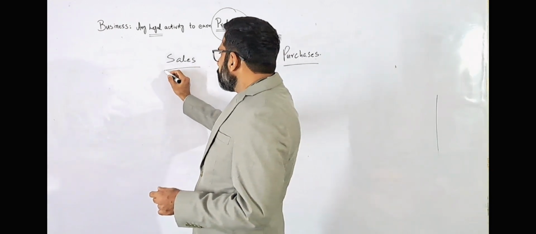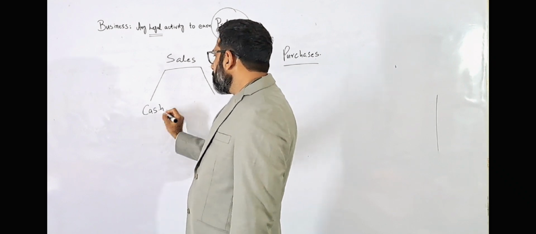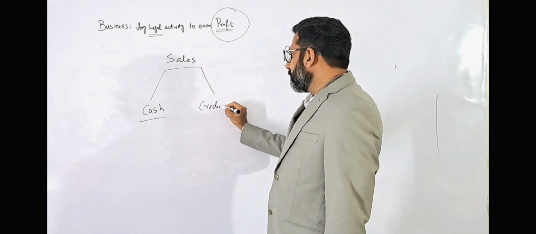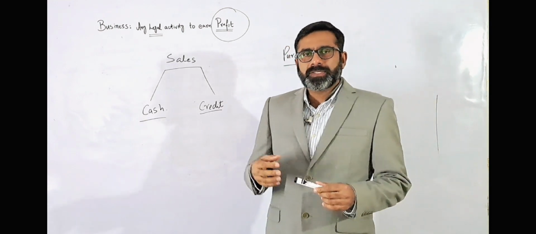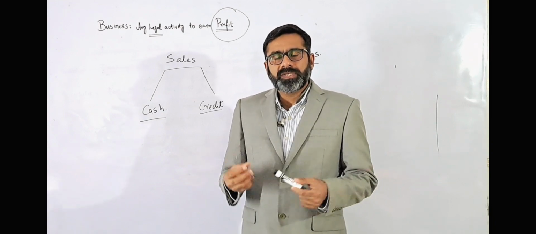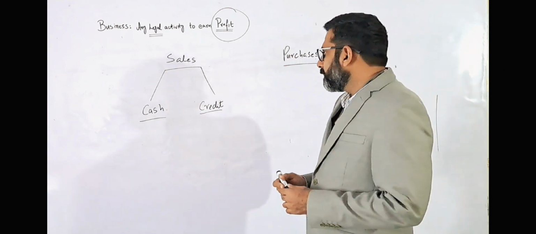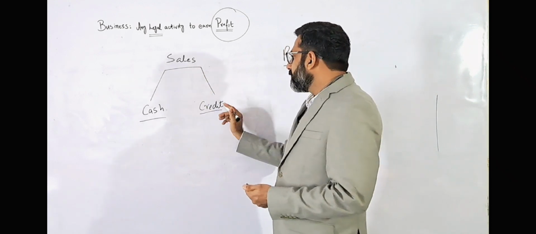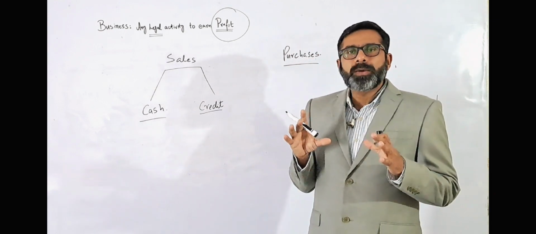Now, for sales, we have two different options available. The sale may be on the cash basis or it may be on the credit basis. Cash basis means that you are selling the goods, you are giving the service to someone, and immediately you are receiving the cash. So that is cash basis sales. Otherwise, there is a possibility that you are selling the goods or giving the service, but it is on the credit. Credit means it's just like a loan. So you will not receive the amount immediately.